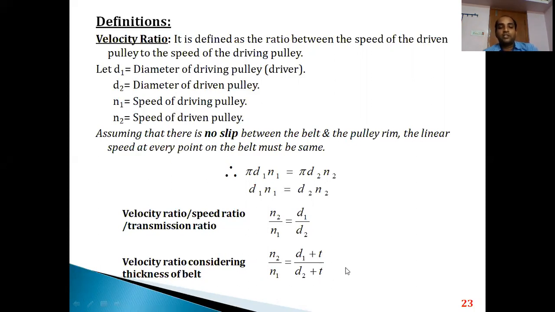So remember students, whenever you are asked to calculate the velocity ratio, it is the ratio of the speed of the driven pulley to the speed of the driver pulley. Keep this in mind. In the question, you should read carefully which is the driver pulley and which one is the driven pulley. Then only can you calculate the velocity ratio.